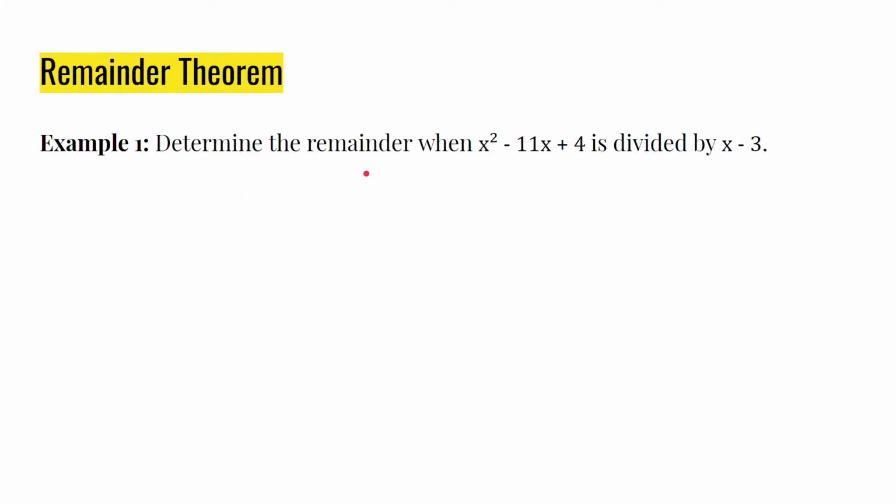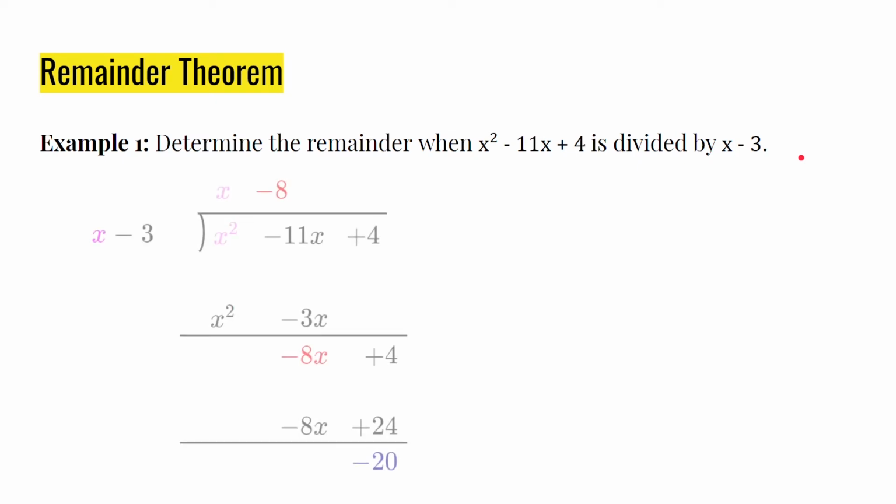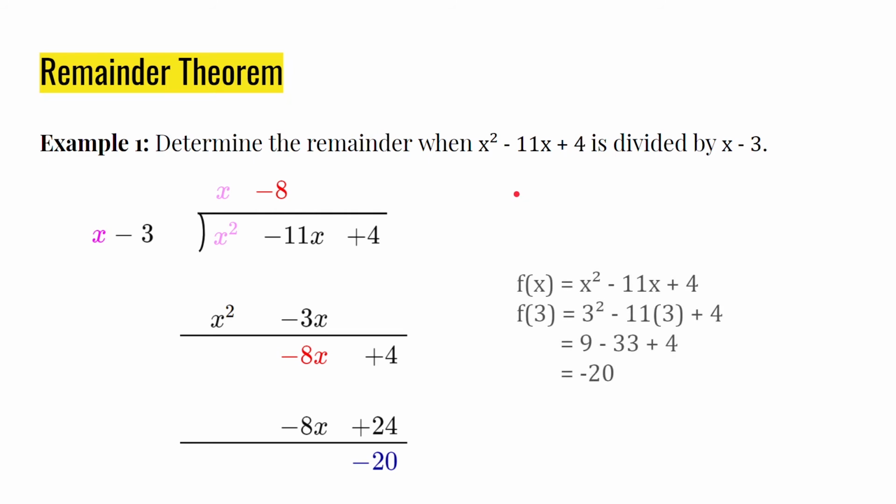First, determine the remainder when x squared minus 11x plus 4 is divided by x minus 3. So as we learned before, we can use the long division method to find the remainder. But what's good about this remainder theorem is it offers us a very quick way to find the remainder of the equation by substituting x into the equation as follows. Notice how the remainder that we get is the same as the final answer that we get after substituting. So this proves the remainder theorem that when x minus 3 is divided into f(x), the remainder will be f(3), which in this case is negative 20.